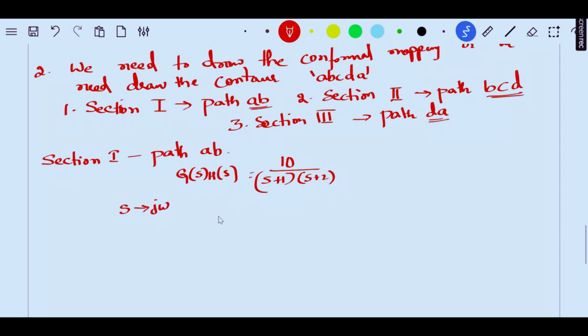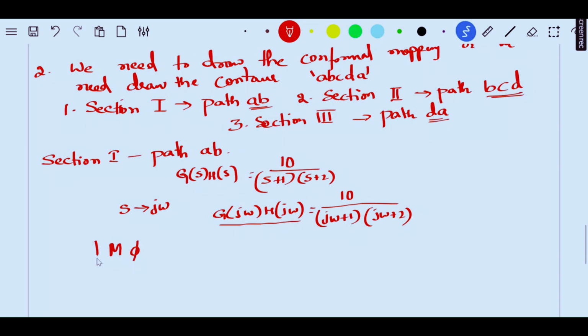So for this, you get g of j omega into h of j omega equals 10 divided by (j omega plus 1) into (j omega plus 2). Now, what we need to do here is we need to do two different things. We need to write this entire expression in terms of magnitude and phase. Okay, so magnitude and phase.